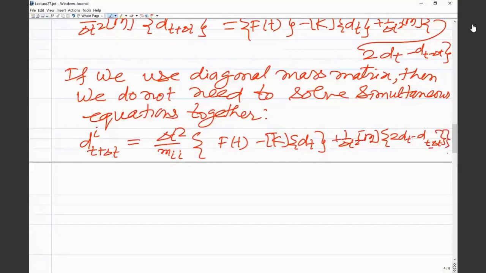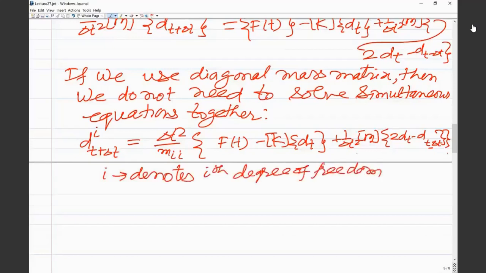So you can directly write it like this. Now there is no need of inverting a matrix, so that effort is saved if we use a diagonal mass matrix. Here i denotes the ith degree of freedom. You can just use this equation to solve for the unknowns. You are not inverting the matrix because it is already diagonal, so you can solve for each degree of freedom separately. So this is computationally very efficient. Computational time in inverting the matrix is saved.